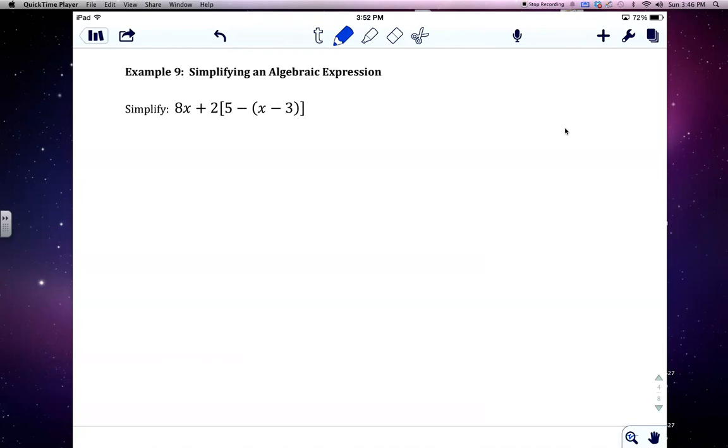We have an algebraic expression with more than one set of parentheses, and inside the parentheses I can't combine those two, so you can't follow the order of operations. When you have more than one set of parentheses, you're going to deal with the innermost parentheses first, and I want you to look at this innermost right here.